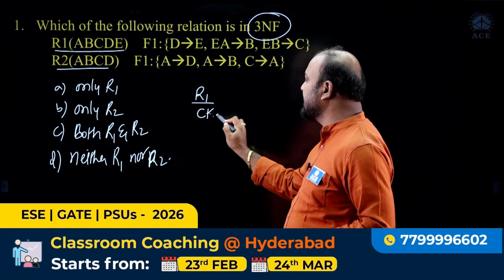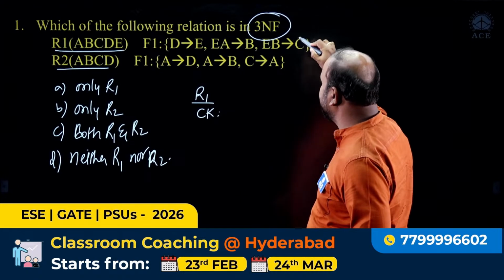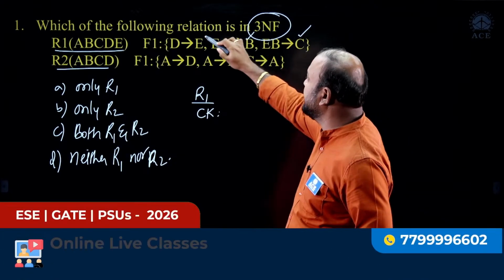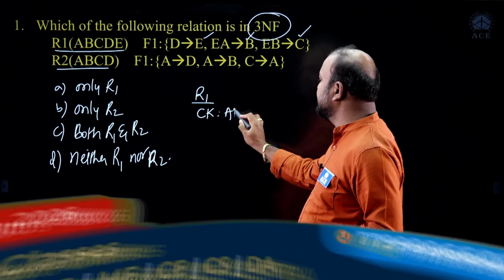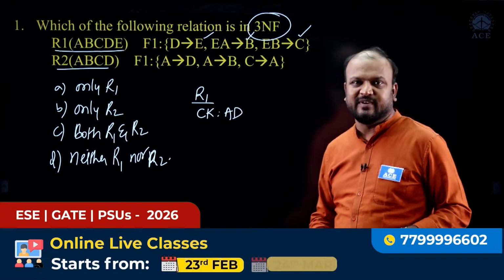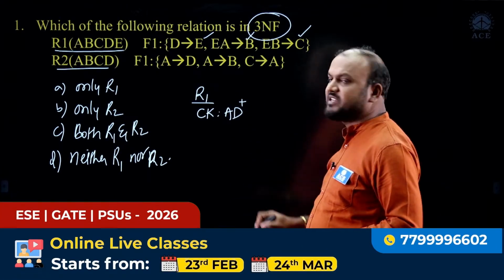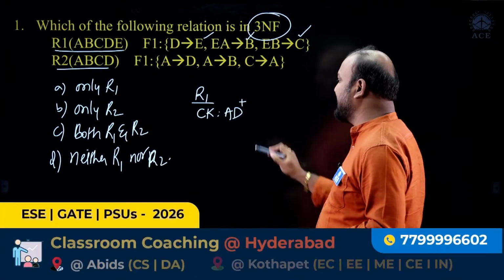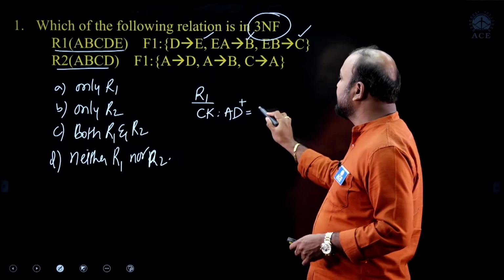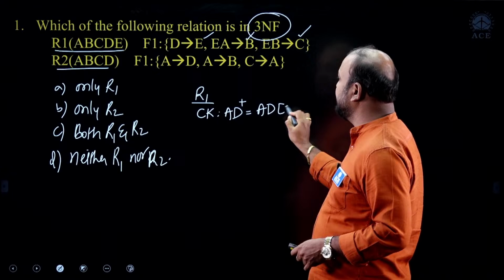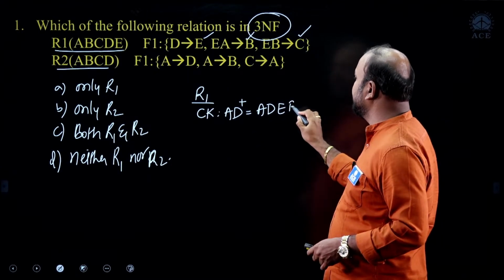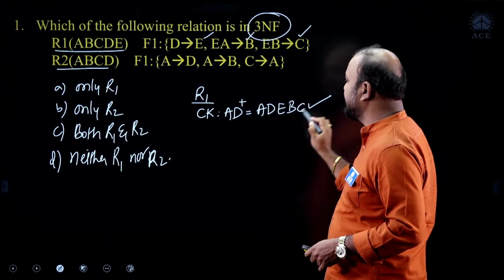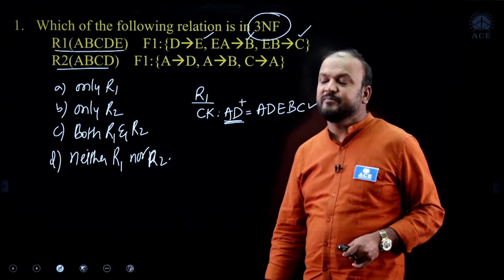Now what is the key for R1? Just look at the dependent attributes: C, B, E. So the independent attributes are A and D. So AD is possible to become a key for the relation. Now check whether AD is a key or not by finding the closure of AD. AD closure is A, D, E, because with D we are getting E, with EA we are getting B, with EB we are getting C, all attributes. Now AD is a key.